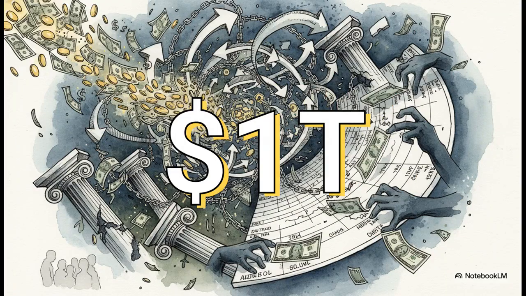And the scale of this wealth transfer is almost impossible to wrap your head around. The United States government, by itself, now pays about $1 trillion per year just in interest. That is $1 trillion transferred from the public to the holders of capital every single year.